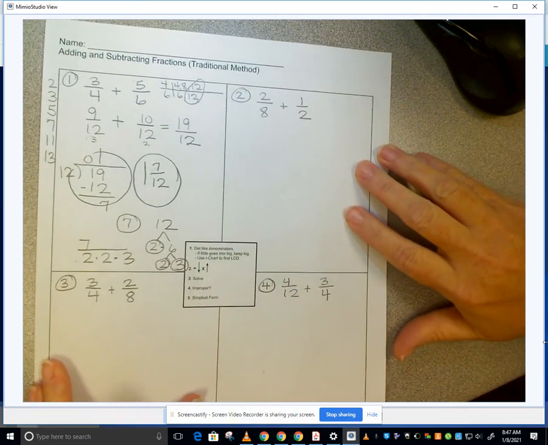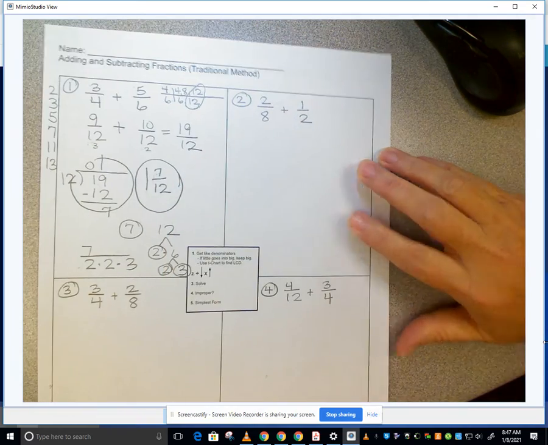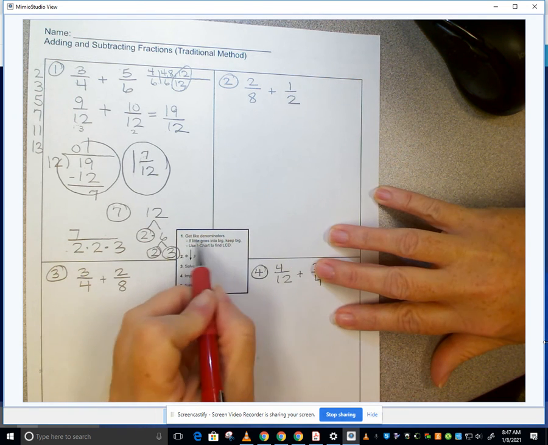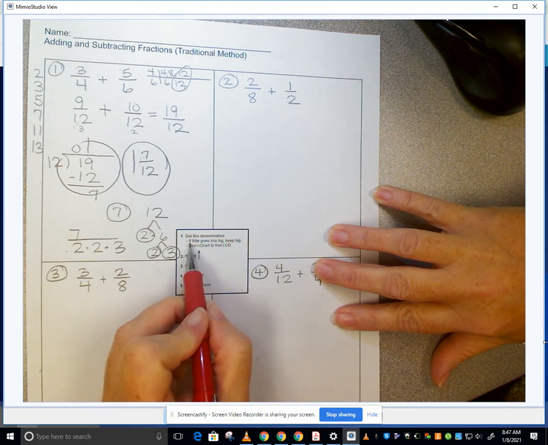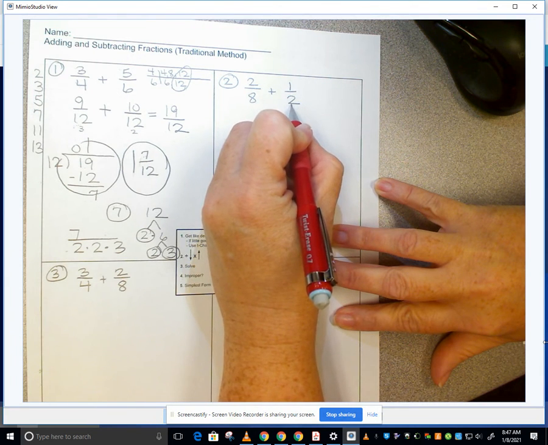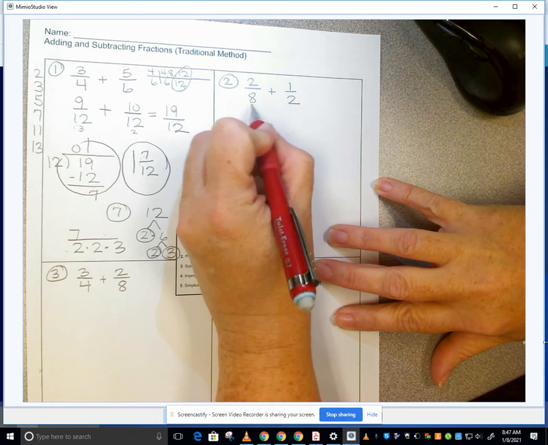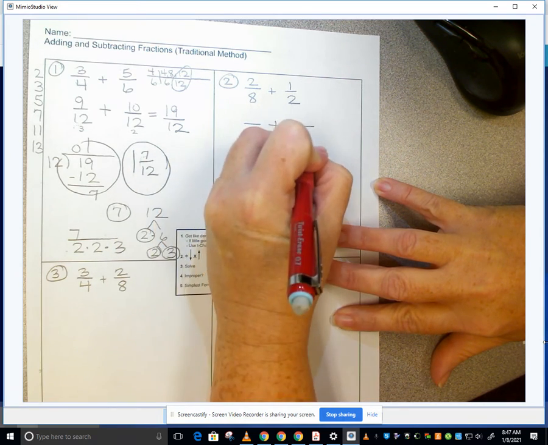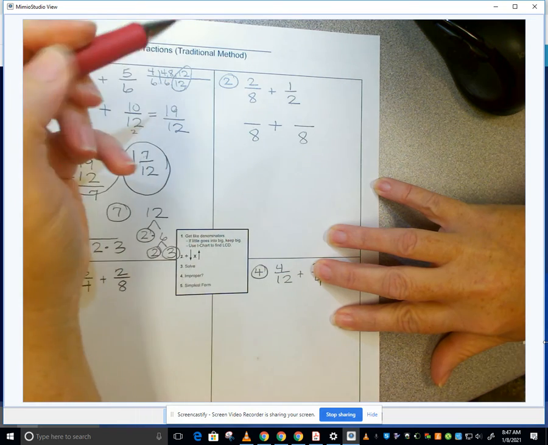Number 2, we've got 2/8 plus 1/2. Now, starting over with my steps, I've got to get like denominators. If little goes into big, keep big. Well, let's look. 2 is my little number. 8 is my big number. 2 will go into 8, so I get to keep 8. I like it when I can keep it. It makes it a little quicker and easier for me.